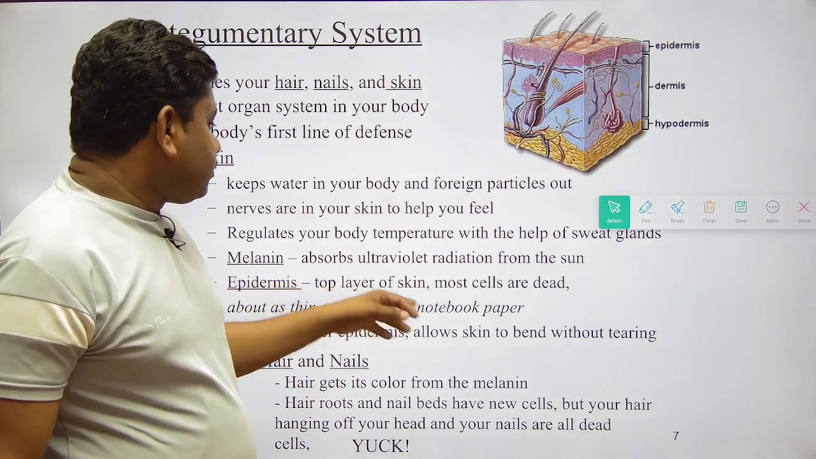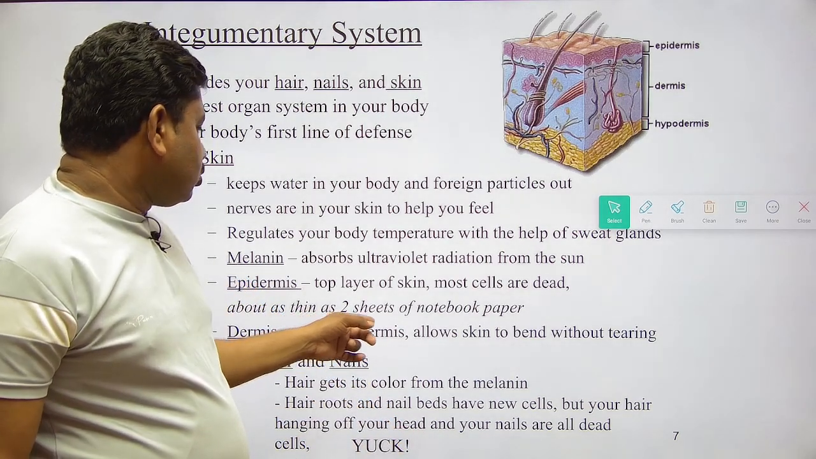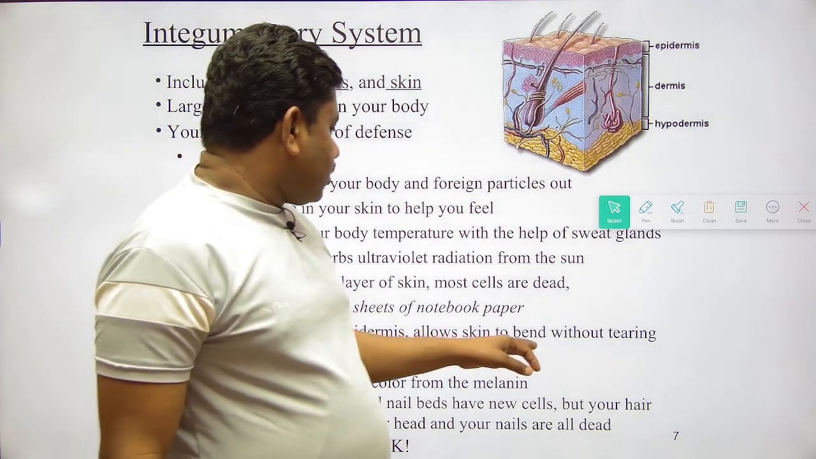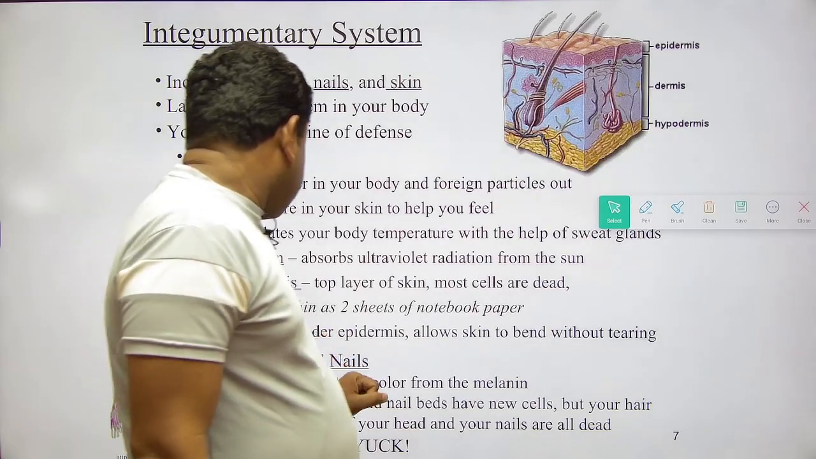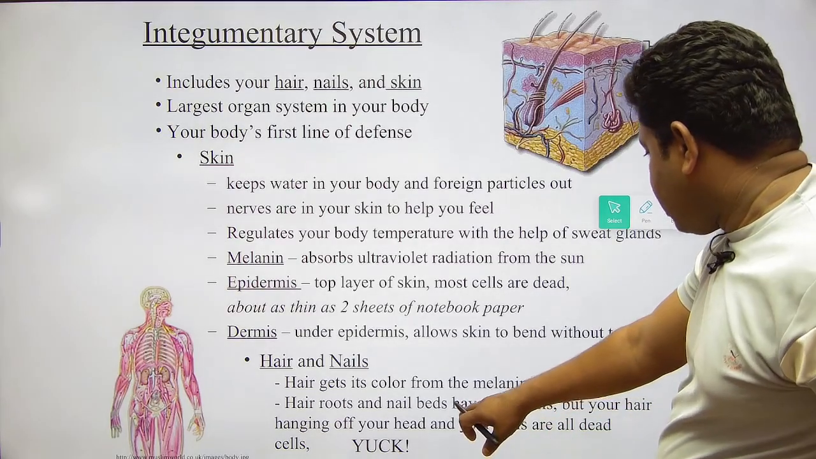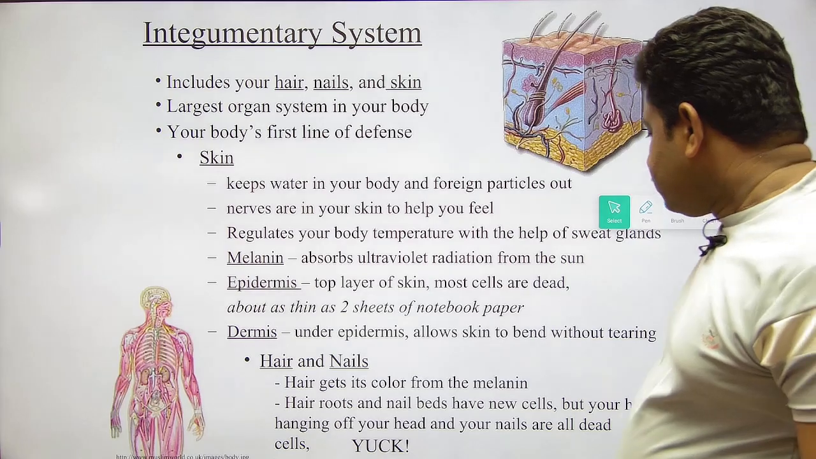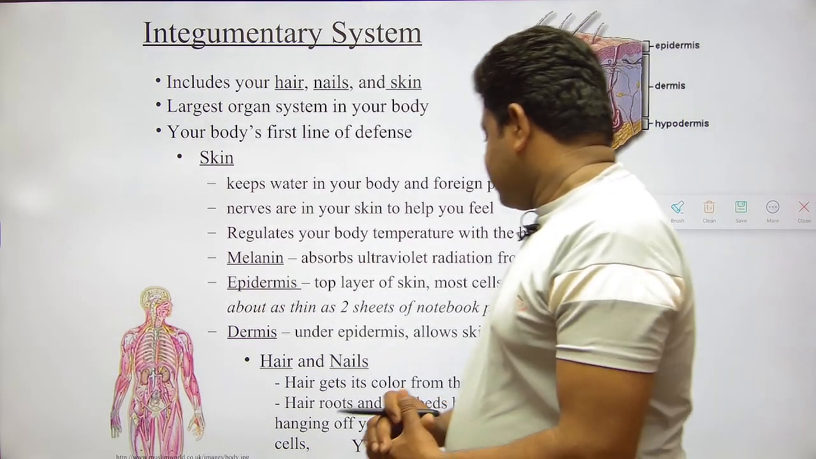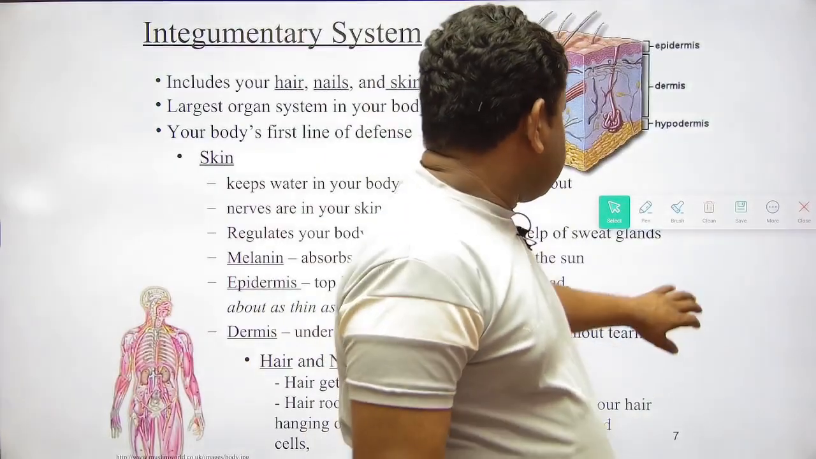Epidermis, the top layer of the skin, most cells are dead, about as thin as 2 sheets of notebook paper. Dermis is under the epidermis and allows skin to bend without tearing. Hair and nails: hair gets its color from melanin. The hair roots and the nail beds have new cells, but the hair hanging off your head and your nails are all dead cells. Those are the most important things.